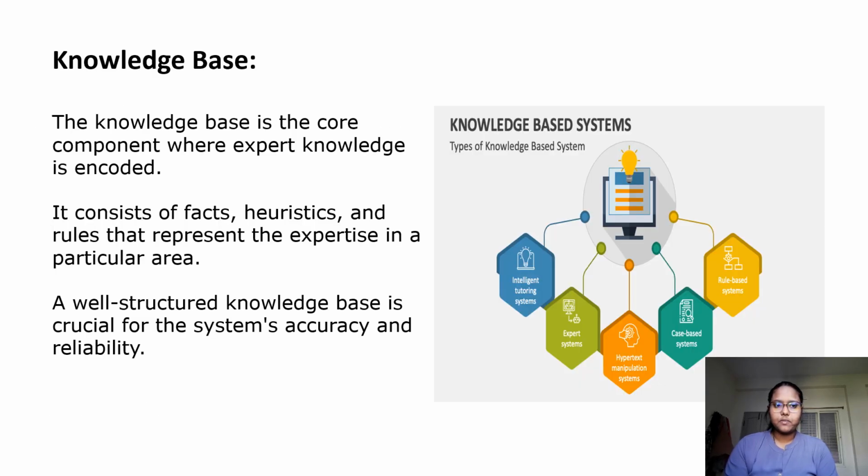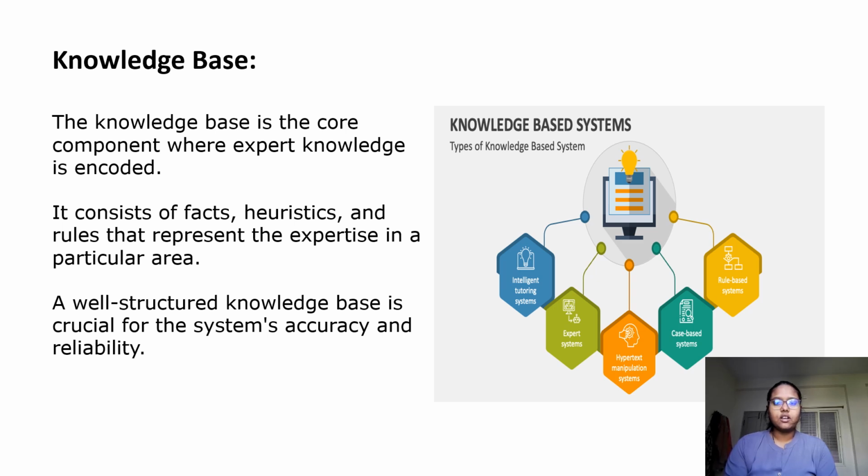First one is the knowledge base. The knowledge base is the core component where expert knowledge is encoded. It consists of facts, heuristics, and rules that represent the expertise in a particular area. A well-structured knowledge base is crucial for the system's accuracy and reliability.